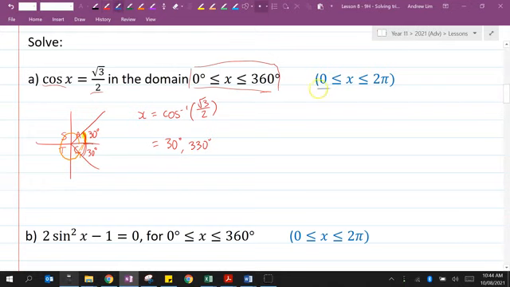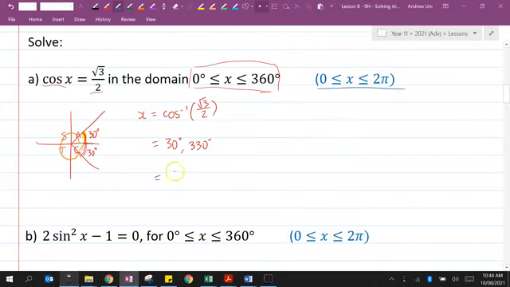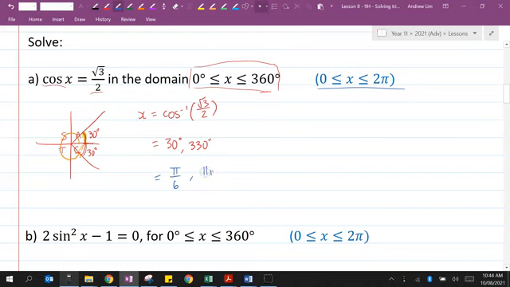Now, if the question said in this domain, then I'll now convert it into radians. So I'll just do all of that in blue. We take our angle, divide it by 180. So that's 1 pi on 6, pi on 6. Or the next one, 330 over 180 is 11 pi on 6. Okay, so if the question wanted you to put it in radians, that's my answer. Otherwise, I would just leave it in degrees if the question asks for it in degrees.